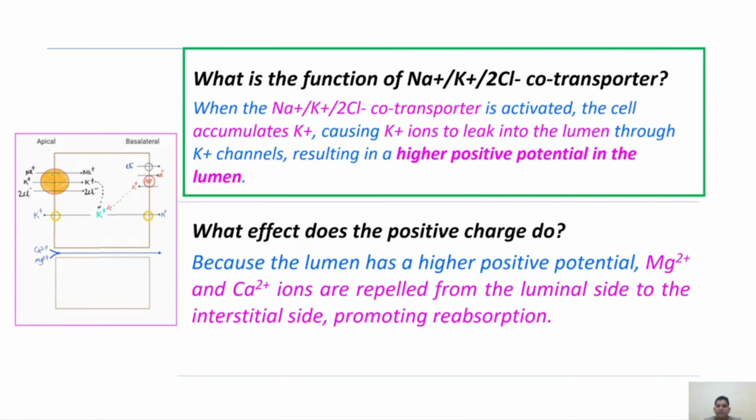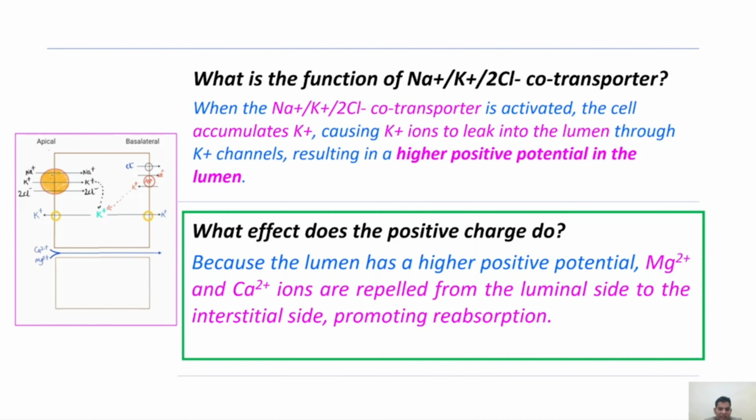Next, what is the function of the sodium potassium 2 chloride co-transporter? Whenever this channel is activated, potassium ions are accumulated within the cell, thus causing leakage of these potassium ions into the lumen through the potassium channels. Thereby, in the lumen, positive potential is increased. Here you see movement of potassium ions from the cell into the lumen. Thereby, in the lumen, positive potential is increased.